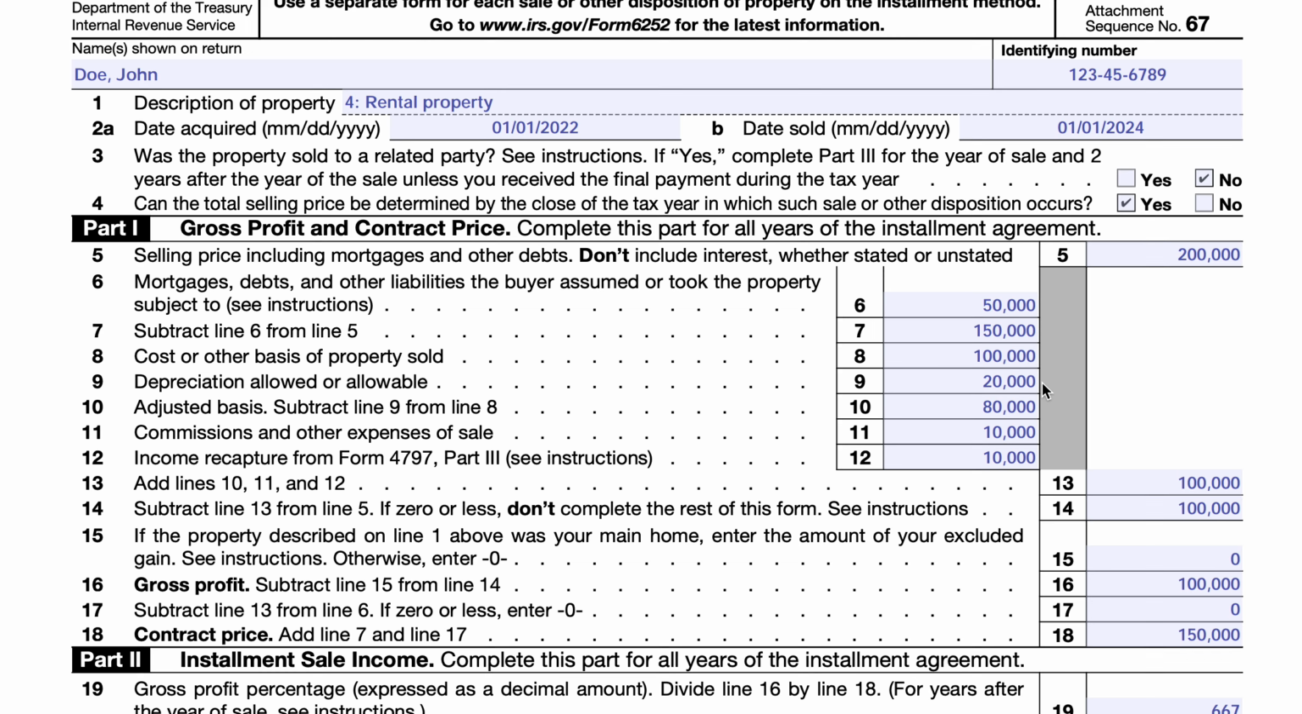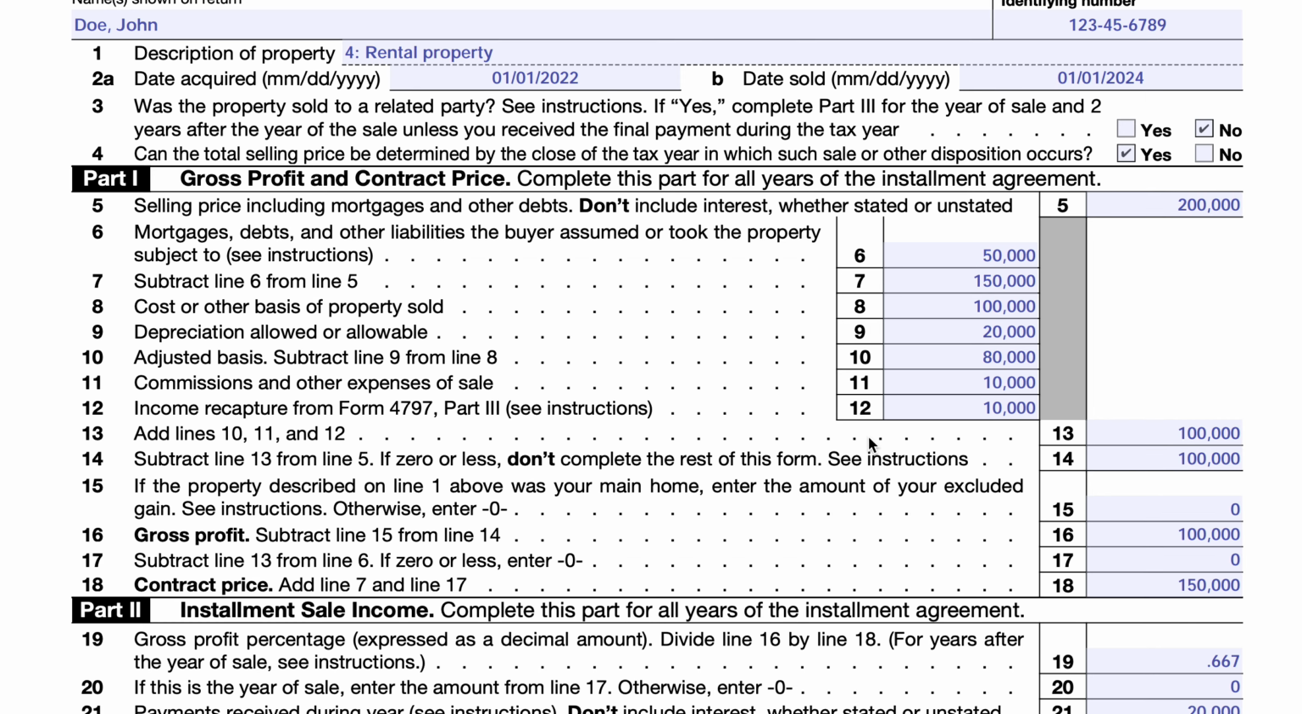As well, you're going to have to add back any deductions that you might have taken. Again, there's a long list of deductions that you can find in our article. Most of them don't really have to deal with rental property, so I'm not going to go over it in the context of this video. In line 10, you're going to subtract line 9 from line 8 and arrive at your adjusted basis.